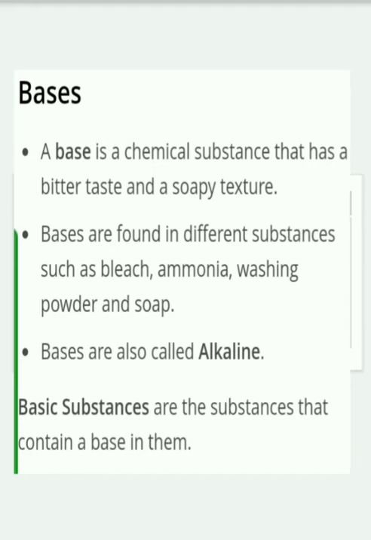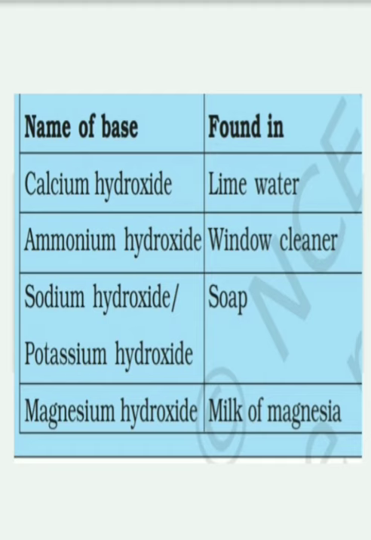And then bases. So what is a base? A base is a chemical substance that has a bitter taste and is soapy to touch. Bases are found in different substances such as bleach, ammonia, washing powder and soap. Bases are also called alkalis. Basic substances are substances that contain a base in them. Here are also some examples.